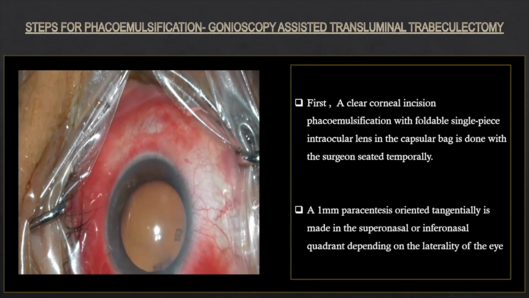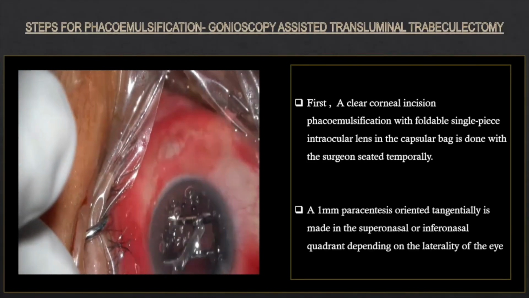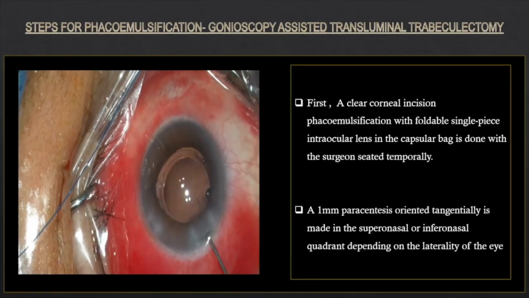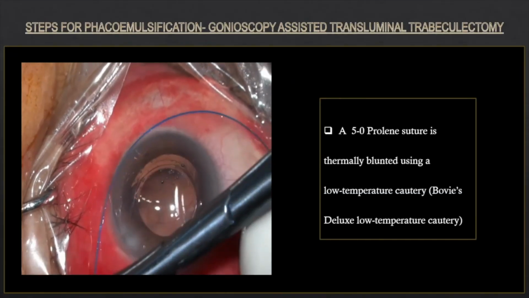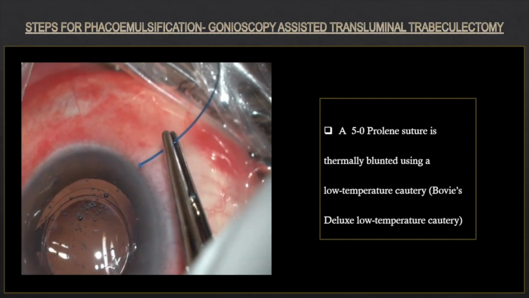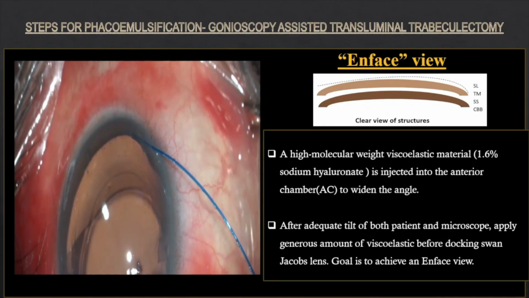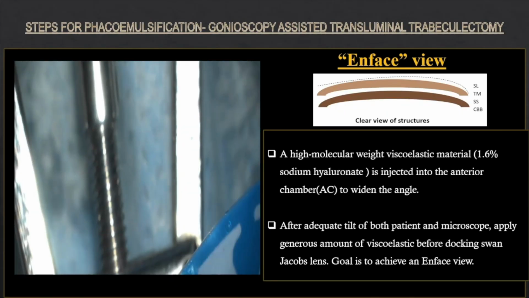Now the steps for performing combined phacoemulsification with GATT include: first, a clear corneal incision phacoemulsification with implantation of foldable intraocular lens is done by the surgeon seated temporally. A 1 mm paracentesis oriented tangentially is made in the supranasal or infranasal quadrant depending on the laterality of the eye. A 5-0 prolene is thermally blunted with a low-temperature cautery. A high-density viscoelastic is injected in the AC to widen the angle.